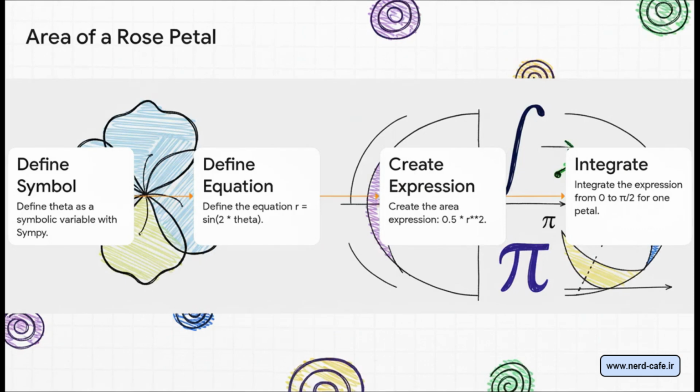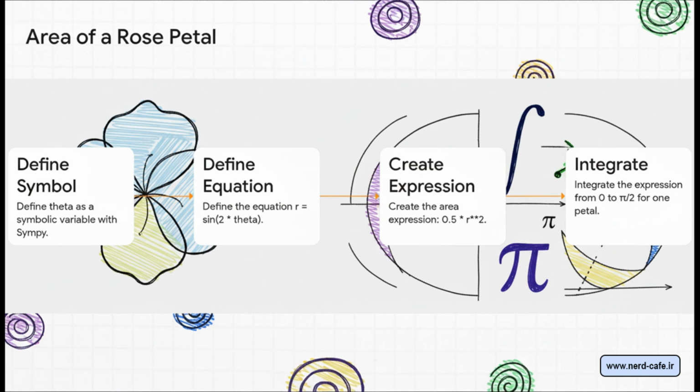And here is how we make Python do the work. We use a library called SymPy, which is built for symbolic math. It thinks in terms of equations, not just numbers. So step 1, we tell SymPy, hey, this theta thing, it's a symbol. Treat it like algebra. Then we define our r equation using that symbol. After that, we just build the area expression right from the formula we just saw.